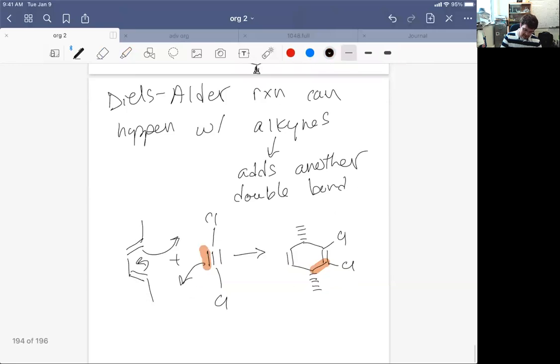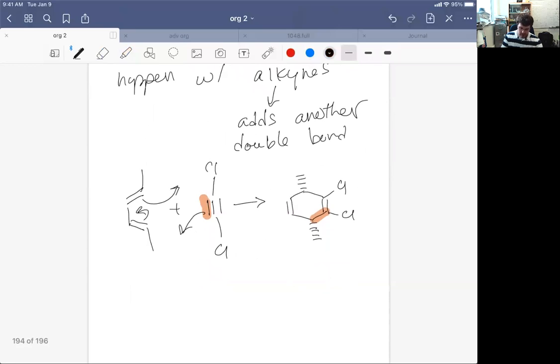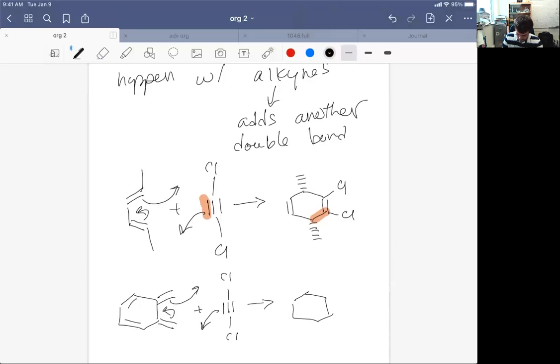There are some fun examples of this. Like you could consider a system like this. This is a really cool diene because it's fixed in the S-cis conformation. And then we could have that reacting with our alkyne. And when this undergoes a Diels-Alder reaction, you actually form a benzene ring. We'll talk about how important benzene rings are in the next unit.